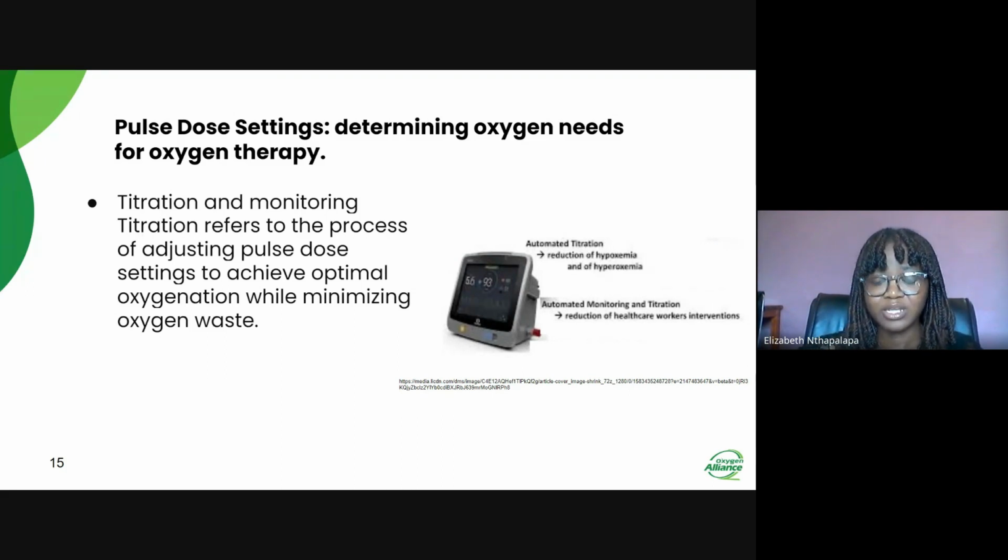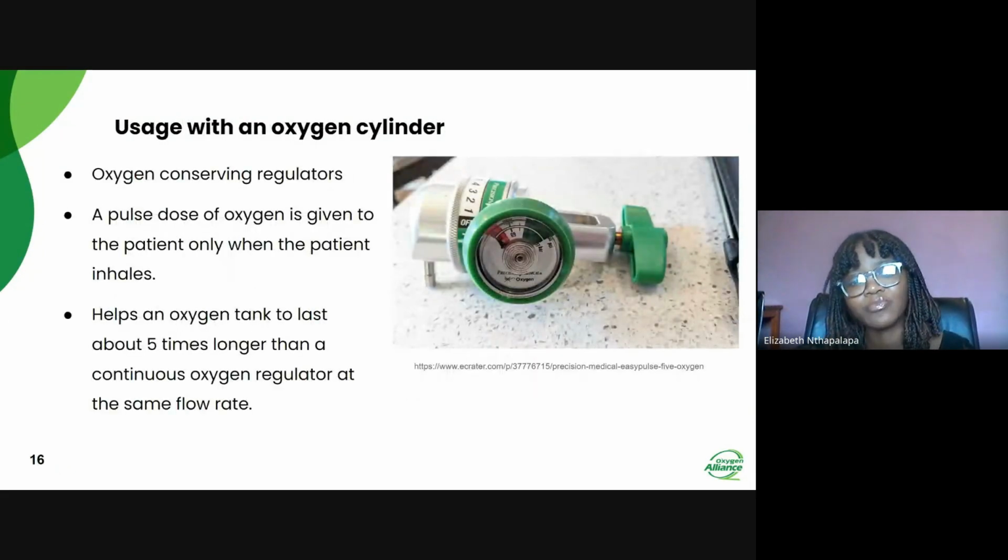After looking at this, I will bring in something that is also related to the pulse dose setting, but this is mostly used in oxygen cylinders. From the picture right here, this is an oxygen conserving regulator. I think some of you have seen them before, some of you have not, but this is a pneumatic oxygen conserver. Its main function is to bring in ratios of oxygen to be given to the patient. As I mentioned earlier, as we are conserving oxygen, we are portioning the oxygen into different ratios.